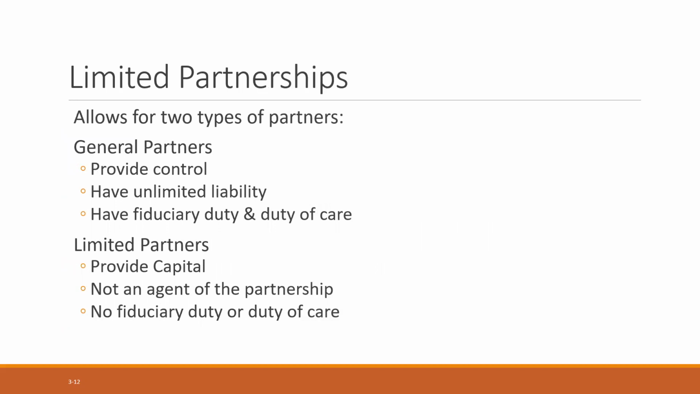There's two types of partnership. One's called a general partnership. The other's called a limited partnership. If you're a general partner, you get to be part of control, part of the management of the business. You have unlimited liability, meaning anything the business gets sued for, you're getting sued for it too, but only up to your percentage. And you have this fiduciary duty and duty of care.